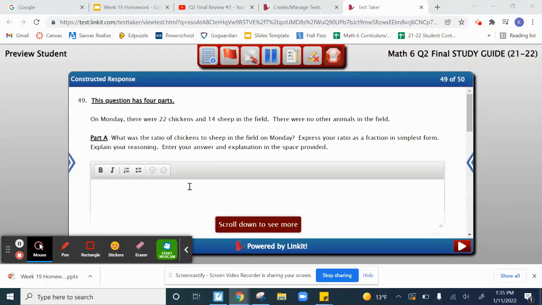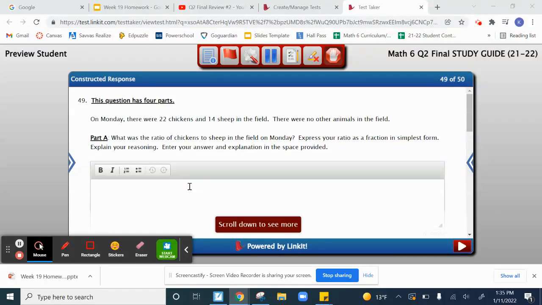On Monday, there were 22 chickens and 14 sheep in the field. There were no other animals in the field. So it was chickens and sheep. What is the ratio of chickens to sheep in the field on Monday, which is the day that we're talking about up there? Express your ratio as a fraction in simplest form. Explain your reasoning. Enter your answer and explanation in the space provided.